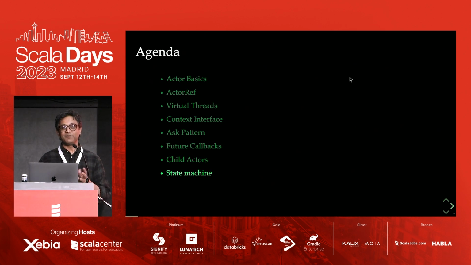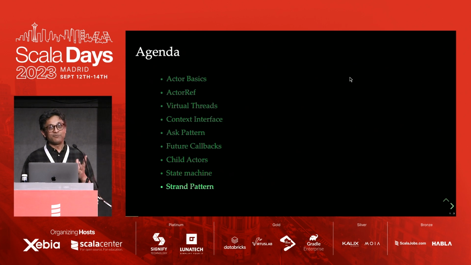State machines, even within a single JVM, are very common using actors. So we'll take an example of that. Then, if time permits, we'll talk of a pattern I call Strand because it's like a single sequential flow. And I will compare how different it is from actor, but it suffices for some basic use cases.